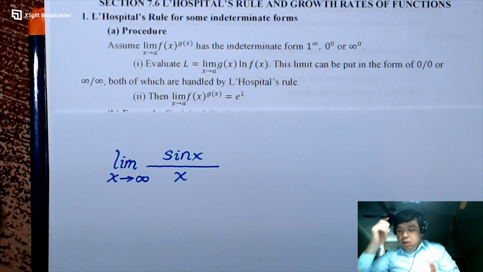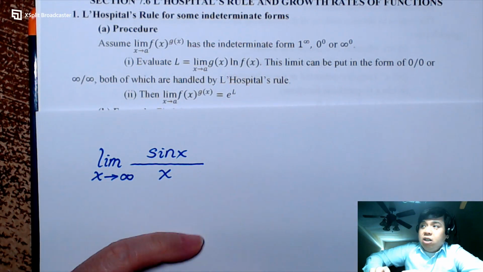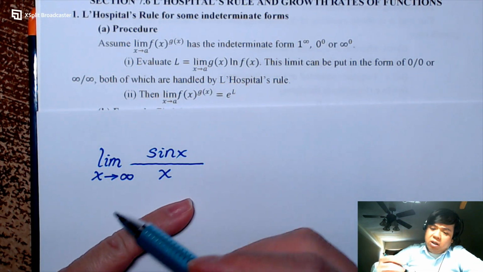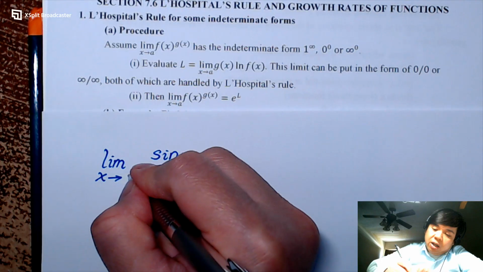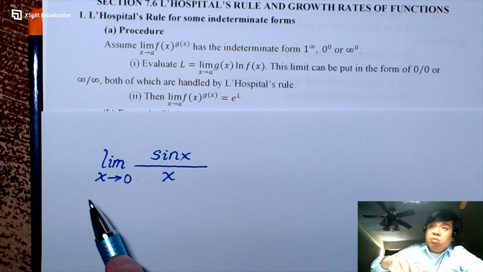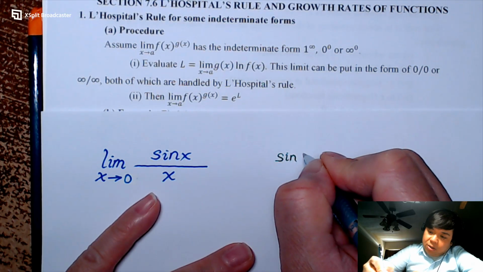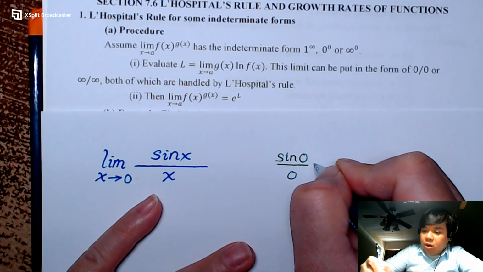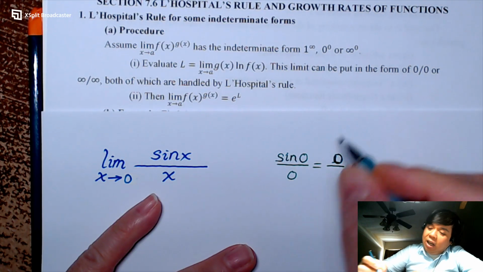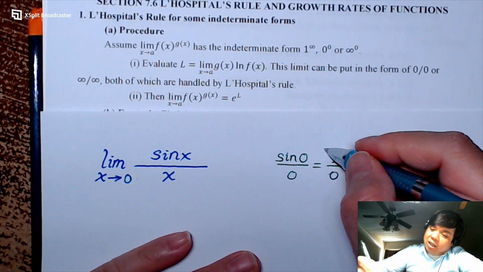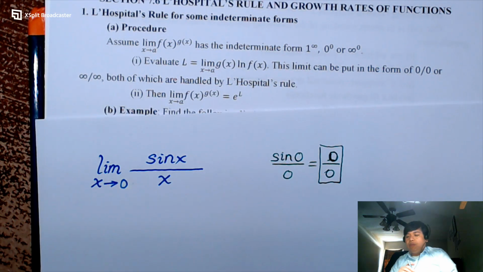So remember, we use the L'Hopital rule to find a limit, but not just any limit. The limit has to be in the indeterminate form. So in this particular case, x goes to 0. So first, just substitute 0. So you have sine of 0 over 0. Sine of 0 equal to 0, sorry. And 0 is 0. So what we have here is 0 over 0, which is indeterminate. And we can use the L'Hopital rule.